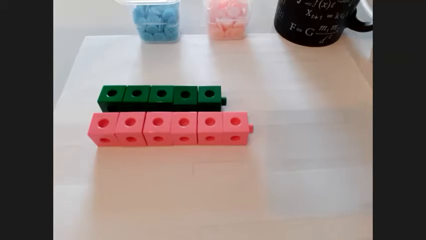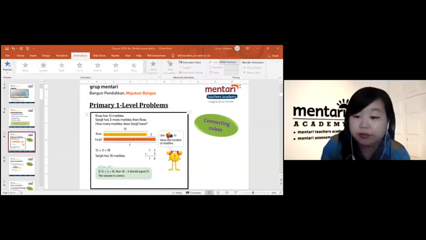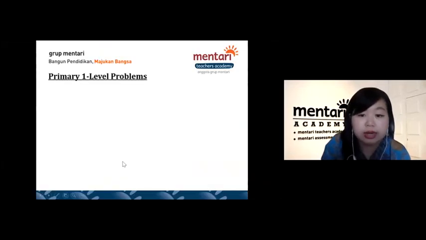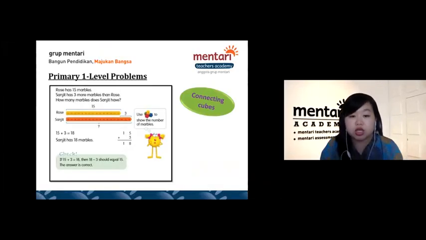So that was the first level. You just introduce a concrete material to your students before introducing what the actual bar model looks like. So that was the solution. And then in order to verify the solution, of course, you can use the number facts, the addition and subtraction facts. So if 15 plus 3 is 18, then 18 minus 3 should equal 15. So you know that the answer is correct.